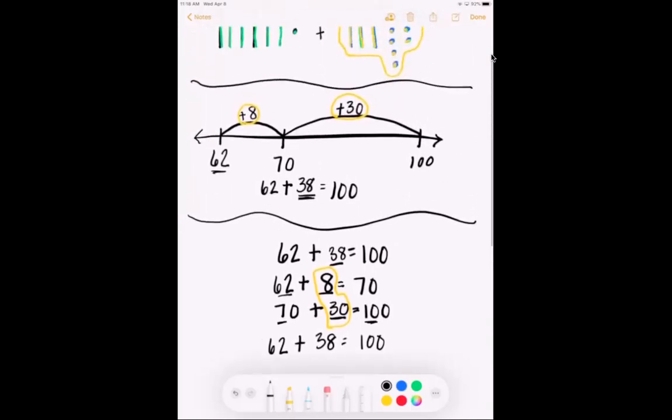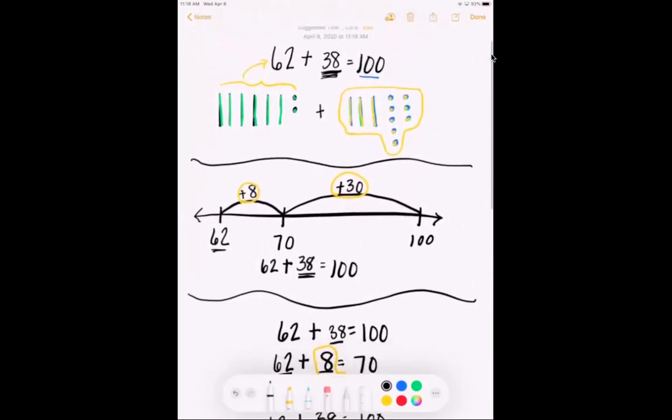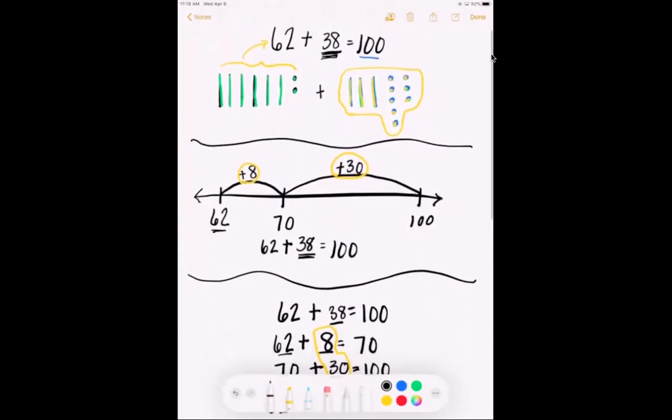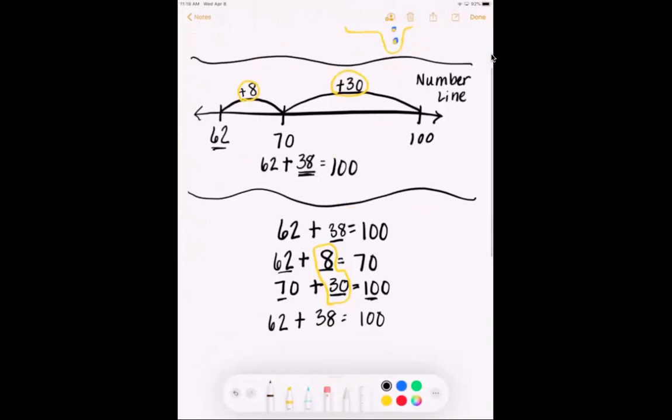I want you to think back now. Which strategy is just right for you? Is it using your tens and ones? Now write that out for us. Is it the number line? Or is it using your equations?